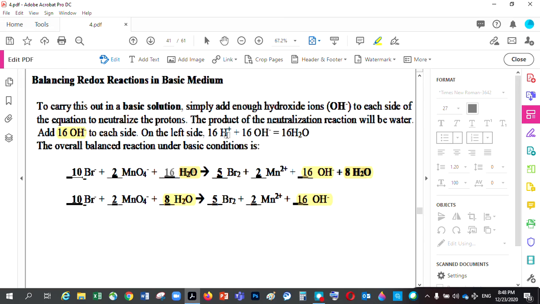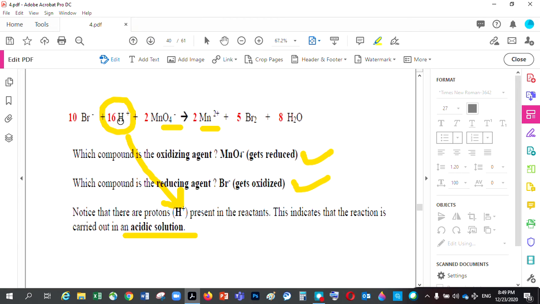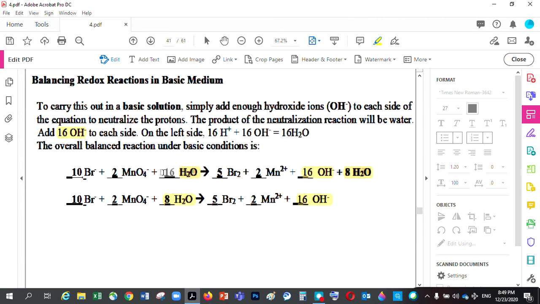And by doing this, if you add 16 OH minus to 16 H plus, you make what? 16 molecules of H2O. H plus plus OH minus, that's H2O. So you make 16 H2O, and that's the 16 here. So this is the 16 H2O here. And by doing this, you have the 16 OH minus coming here. So this is the 16 H2O here, because you added both sides.